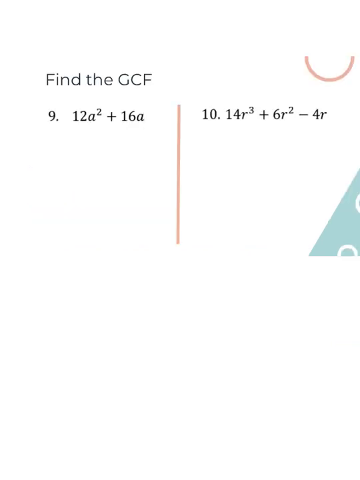All right, so let's look at number 9. We have 12a squared plus 16a. The first step is to find the greatest common factor between 12 and 16. I'm going to find my 12s. 1 times 12 is 12. 2 times 6 is 12. And 3 times 4 is 12.